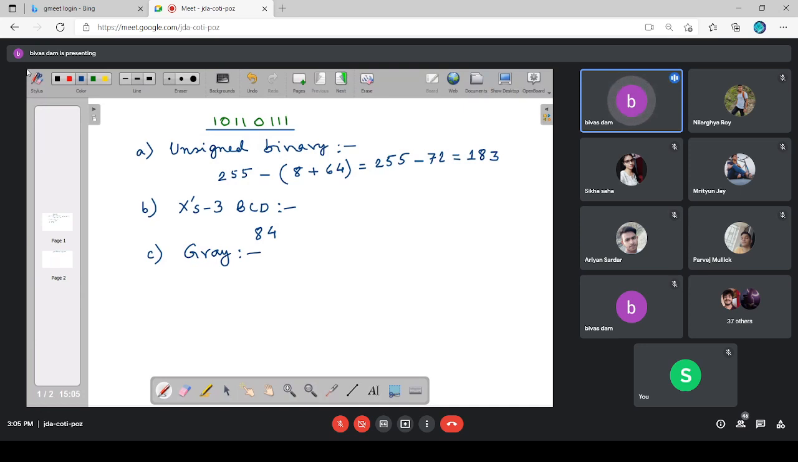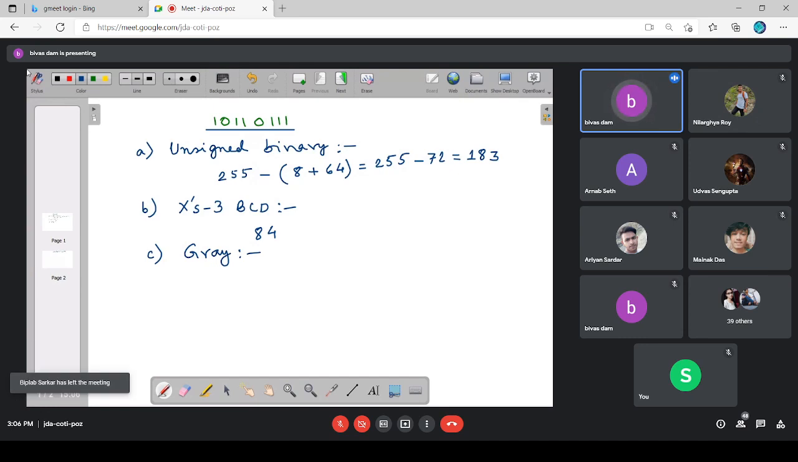You are asked to find out the decimal number that is being represented by the given binary pattern, 1011011, in case the binary pattern is representing the decimal number in unsigned binary, in XS3BCD format, or in gray code format. I think for the unsigned binary and the XS3BCD, we have already solved, isn't it? Yes, sir. In the gray code version also, I think two or three of you have already solved it, but still I'll go for that again.